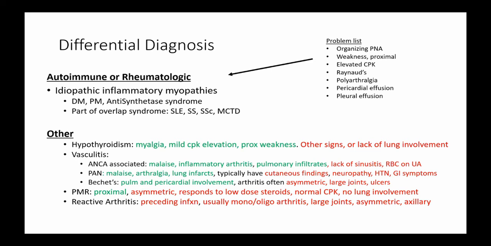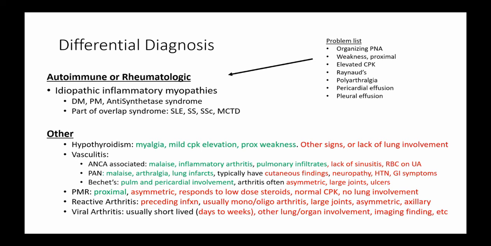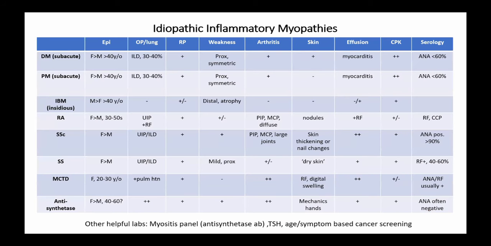Reactive arthritis, we didn't really have any evidence of infection, like a preceding viral GI illness. Typically, you would have axial involvement and the joint pain would be a little more asymmetric. Viral arthritis, again, no great evidence of an infection. So I think viral arthritis would also be off the table. So diving a little more into these idiopathic inflammatory myopathies. I think we're getting close to our diagnosis. We're not there yet, but we're getting close.